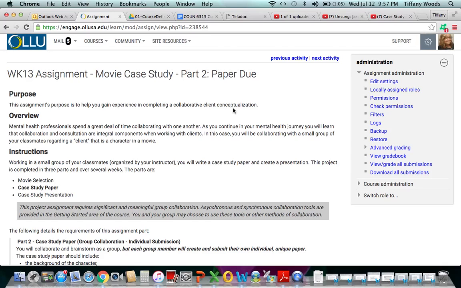So whoever is reading this case study has never met Jane Doe. So we have to be able to communicate information in a way that they understand who Jane Doe is, what her symptoms are, what her diagnosis is, and the type of treatment that we're going to provide. So when you're creating this case study, pretend like you're sending it to an insurance company, not to Dr. Simon.